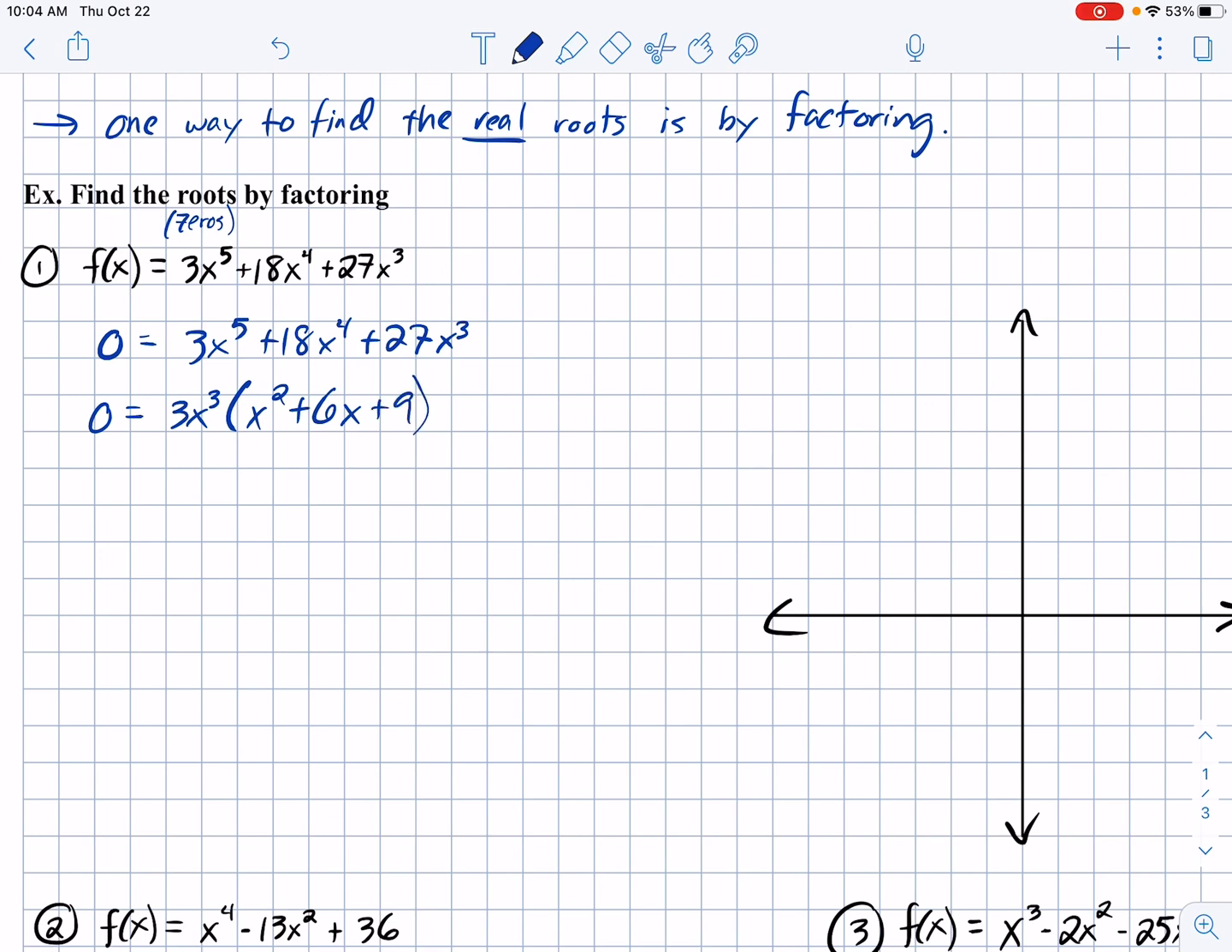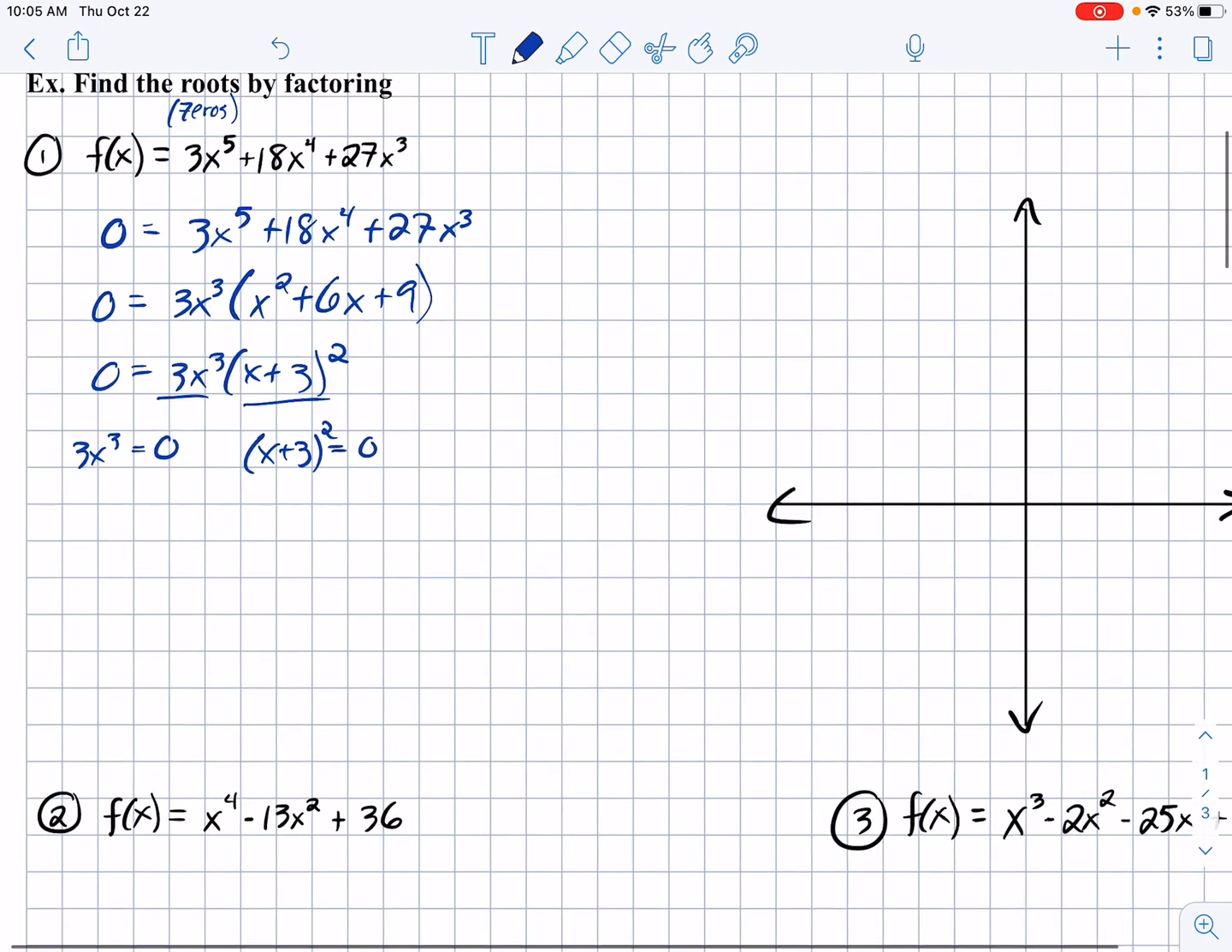Great. We can continue factoring. 3x cubed times x plus 3 times x plus 3, or x plus 3 squared. And then we use the zero product property, and we set both of these terms equal to 0. So we set 3x cubed equal to 0, and we set x plus 3 equal to 0. Or we can say x plus 3 squared equals 0.